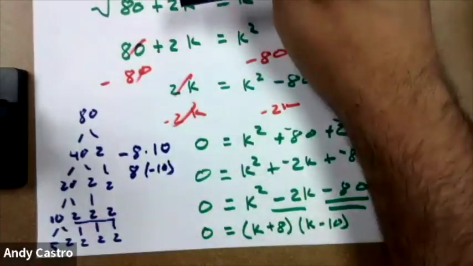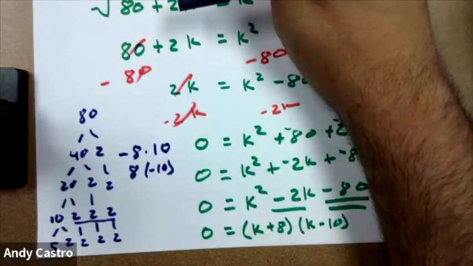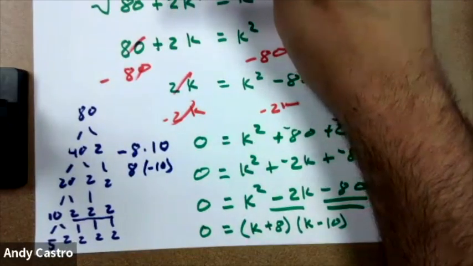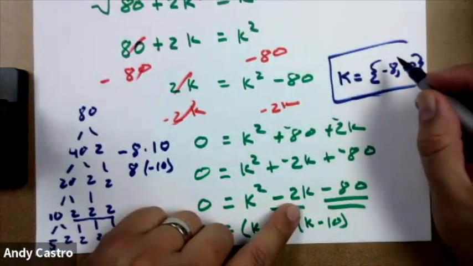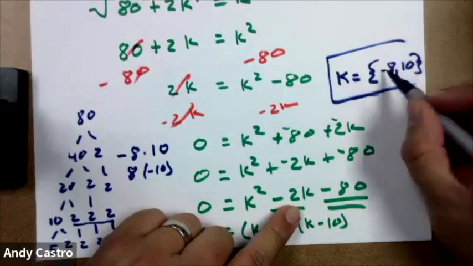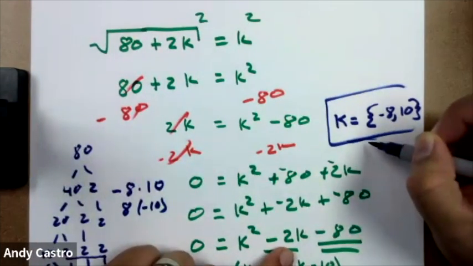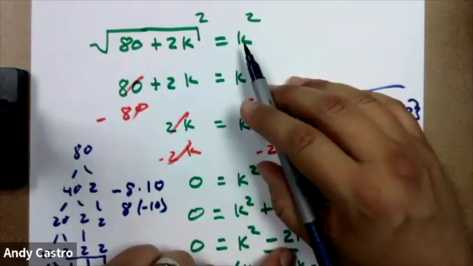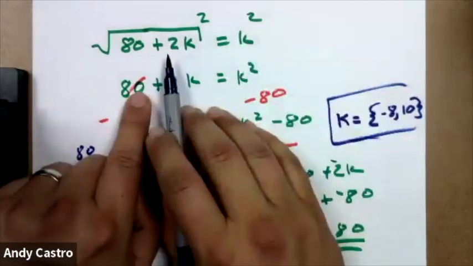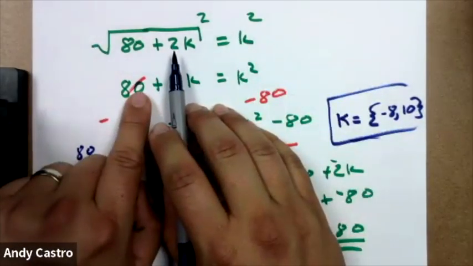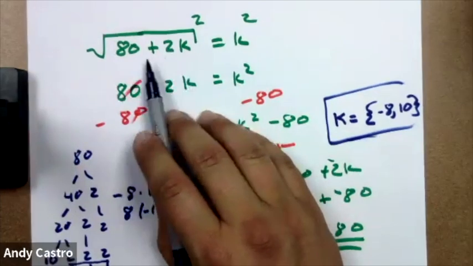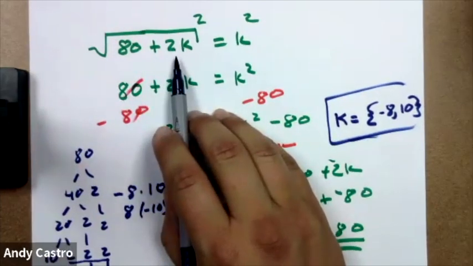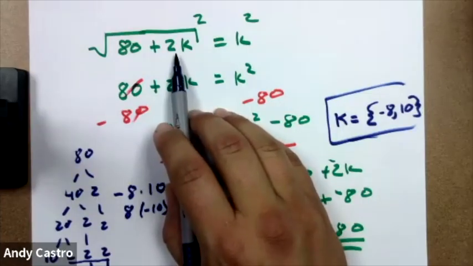Just double check my notes there. All right, they're saying 10 is the only solution. Let's see why they say negative 8 is not. So let's look at negative 8 here. Negative 8 times 2 is negative 16.